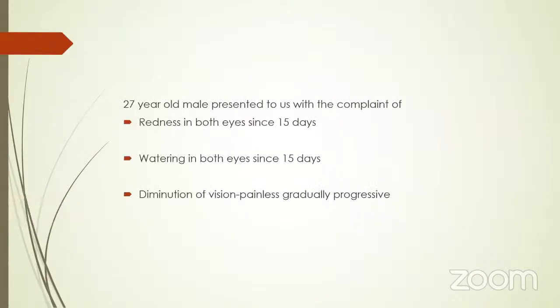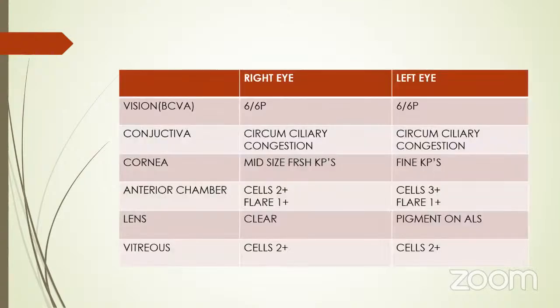A 27-year-old male presented to us with a complaint of redness in both eyes since 15 days, watering in both eyes since 15 days, and diminution of vision, which was painless and gradually progressive since 15 days. The vision was 6/9 in the right eye and 6/9 in the left eye.